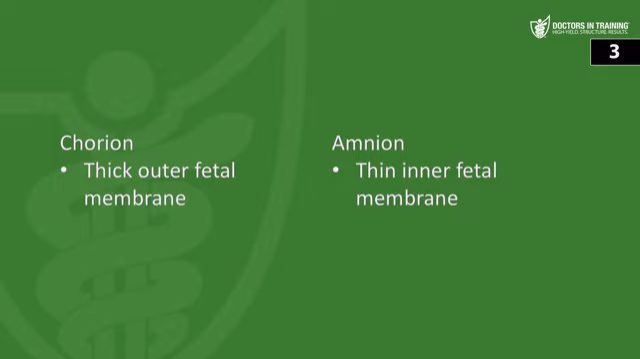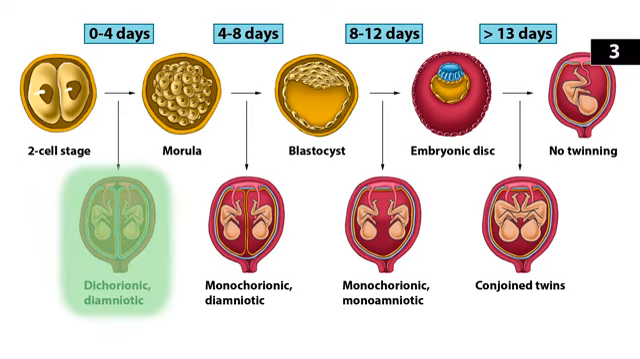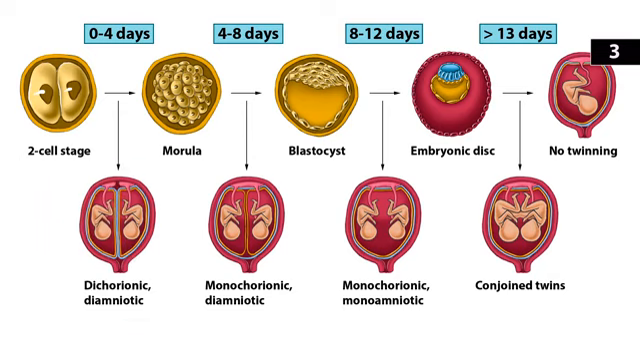The chorion and amnion are two of the fetal membranes that enclose the fetus. The amnion is the thin inner membrane, and the chorion is the thicker outer membrane. Remember that during the first 3 days after fertilization, the zygote undergoes successive cleavage divisions, becoming the morula. If the embryo splits during these cleavage divisions, it will produce two separate chorions and two separate amnions, so dichorionic, diamnionic twins. The morula enters the uterine cavity at around day 3 or 4.